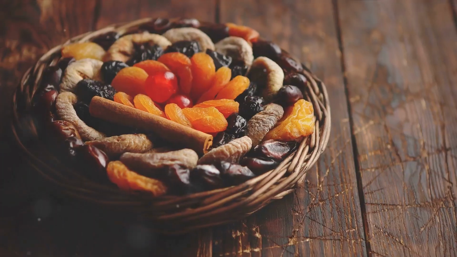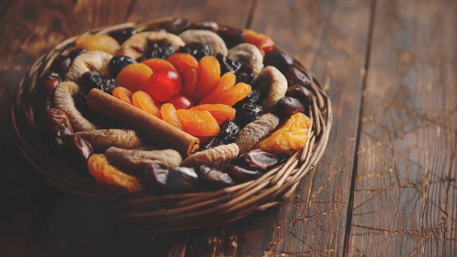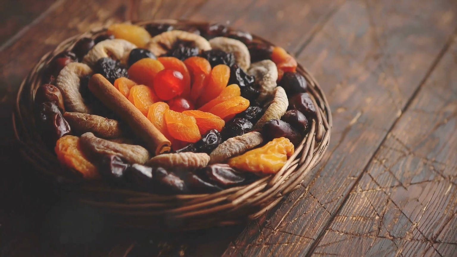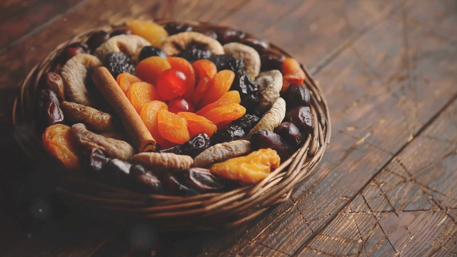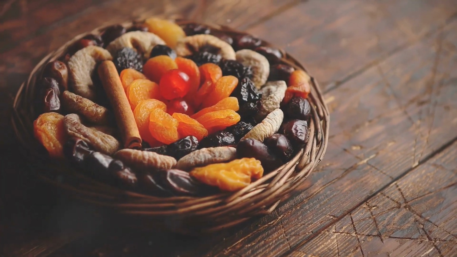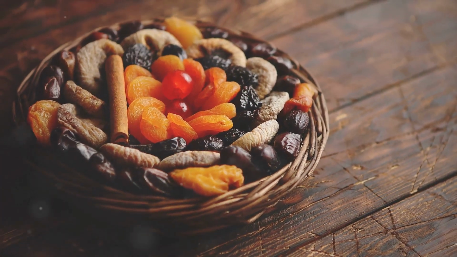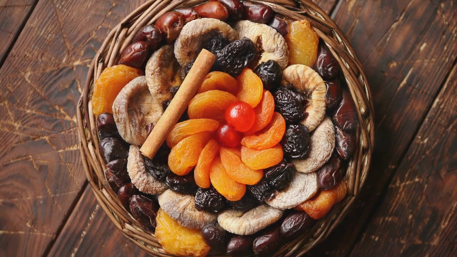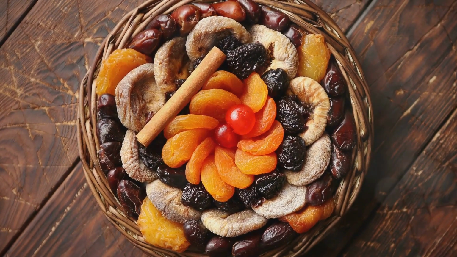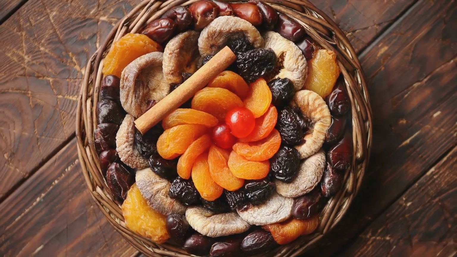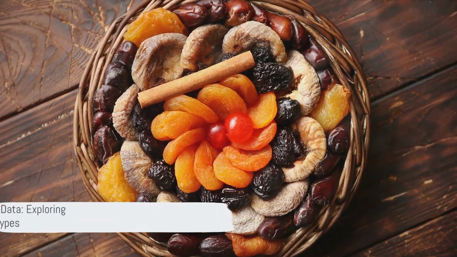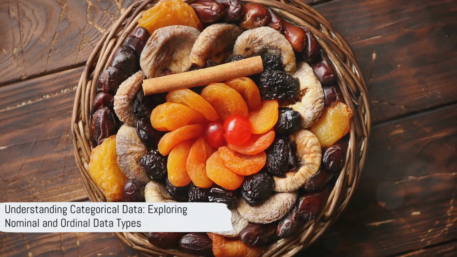So, to sum it up, categorical data is like a basket full of different fruits. Each fruit represents a category. If the type of fruit doesn't suggest any order or ranking, like apples, oranges, and bananas, we're dealing with nominal data. But if the categories suggest a ranking or order, like first, second, and third place in a race, then we're dealing with ordinal data. So that's categorical data for you, simple, isn't it?